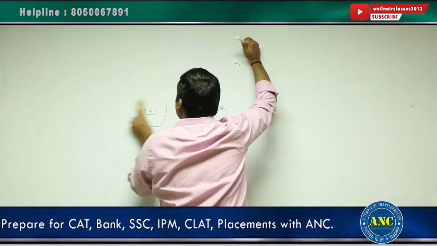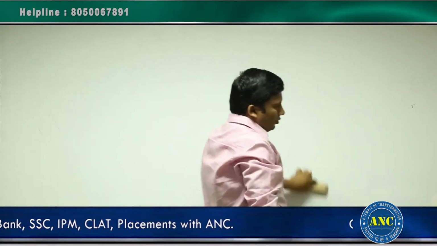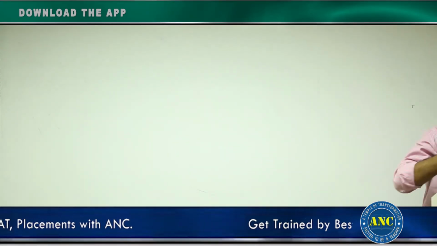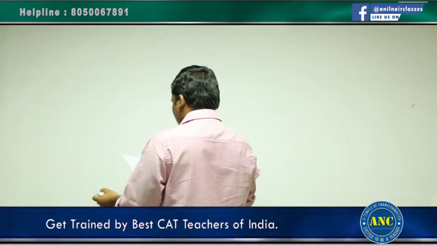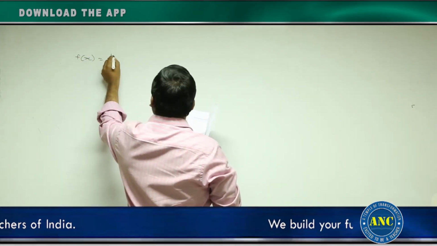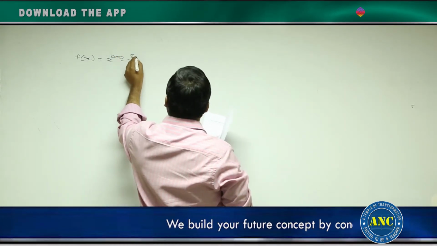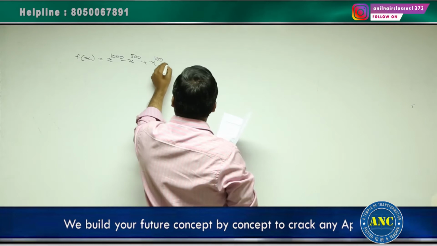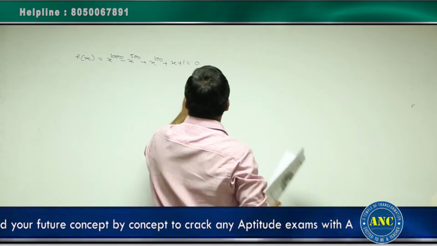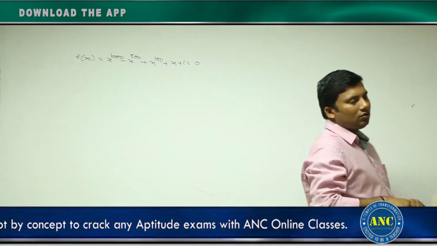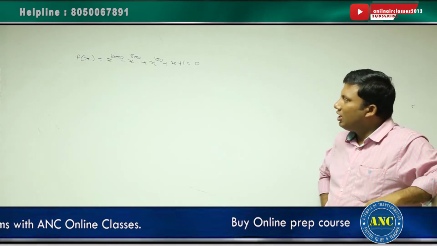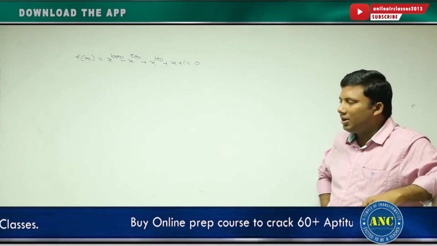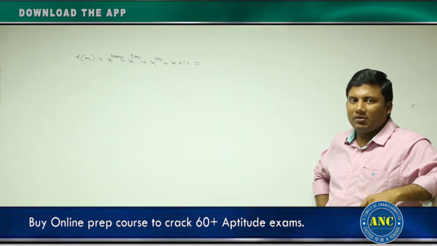Find the number of integral roots for the equation f of x equivalent to x power 1000 minus x power 500 plus x power 100 plus x plus 1 equivalent to 0.